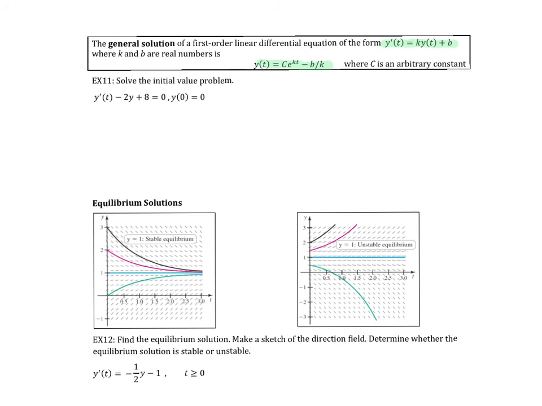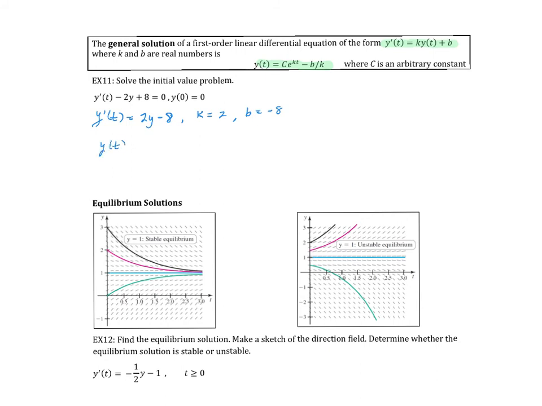Example 11 says solve the initial value problem. So I'm going to try to get it into that form by getting the derivative, y prime of t, by itself on one side. So I'm going to add the 2y, and I'm going to subtract 8 from both sides to get derivative equal to 2y minus 8. So this is of that form. Notice that k is the coefficient on the y value, so in this case it would be a positive 2, and b is negative 8 because it's supposed to be plus b, but it's a minus 8, so b is actually negative 8.